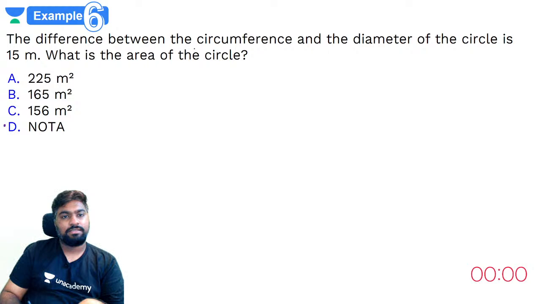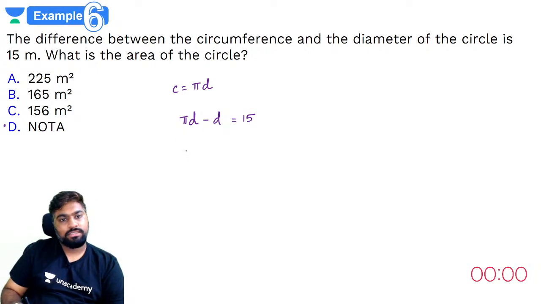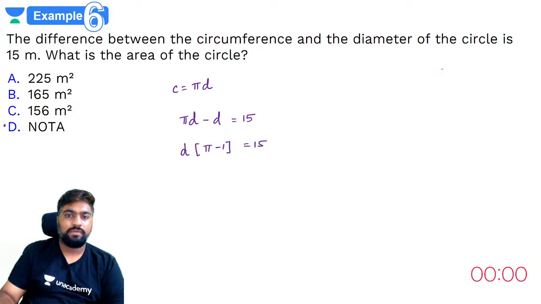So, the difference between the circumference and diameter is 15 meters, correct? Circumference is pi times the diameter. So they are saying the difference between pi times d and d is 15. They're asking what is the area. If you take diameter common, you get (pi minus 1) times d is 15. Pi minus 1 is 22 by 7 minus 1, which is 15 by 7. So what do you get? Diameter is 7.